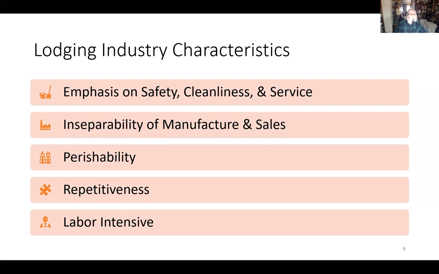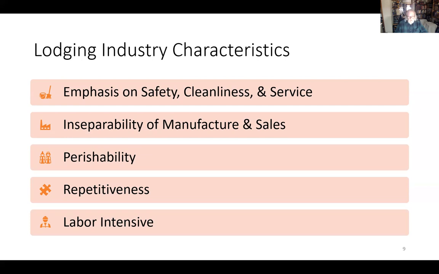Particularly, they're looking at, do they feel safe? Is the place clean? And what kind of reception am I getting? What kind of service do I expect and have I received so far? And certainly the greeting is part of that service.